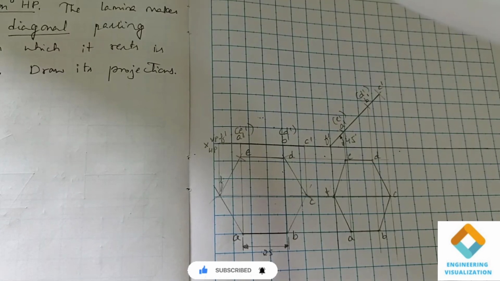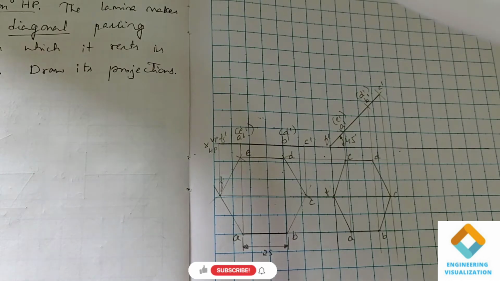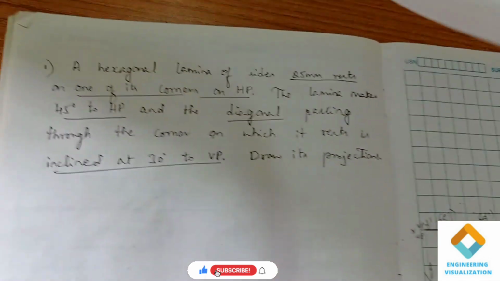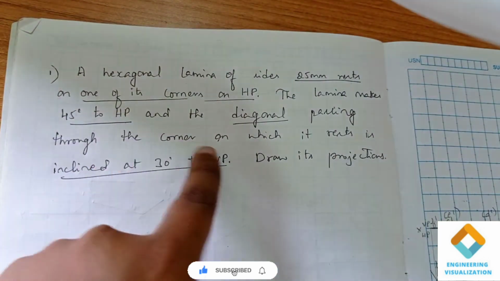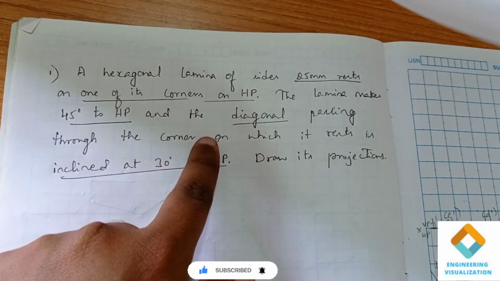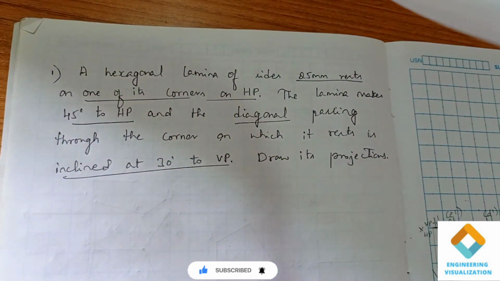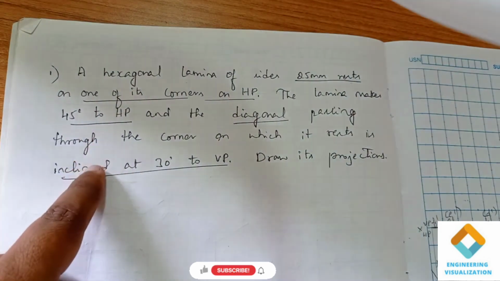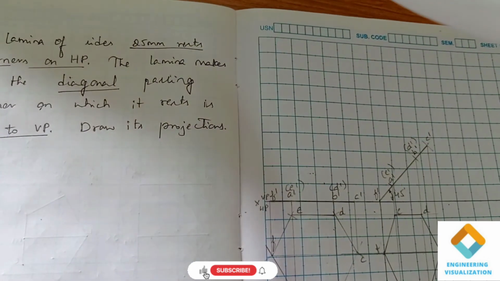Now we will solve the hexagonal problem on a beta angle. So first two positions are already drawn. Now we will proceed with the beta angle. You just see the question: a hexagonal lamina of dimension 25 rests on one of its own corners on HP. So we have drawn the first position. The lamina makes 45 degree to HP. So we have drawn the second position.